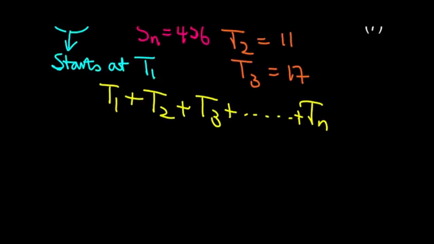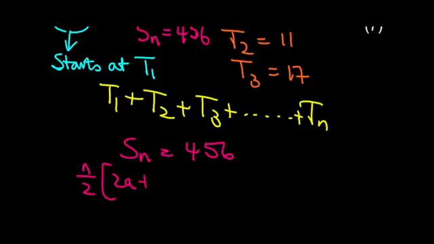Okay, so now if I know that it's arithmetic, I will know that Sn is 4, 5, 6. I know that if it's arithmetic, it's n over 2 multiplied by 2a plus n minus 1 d, and I know that that's all equal to 4, 5, 6.